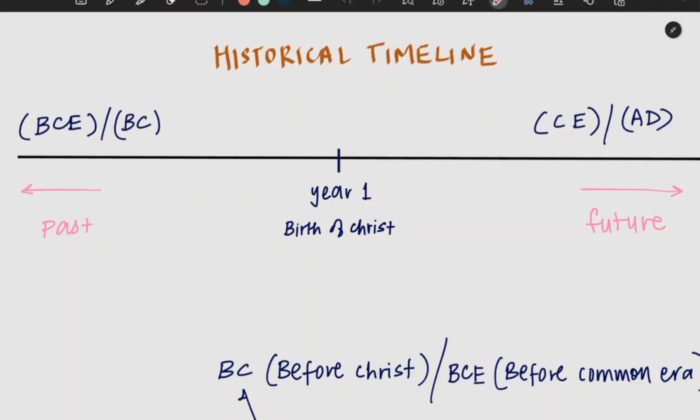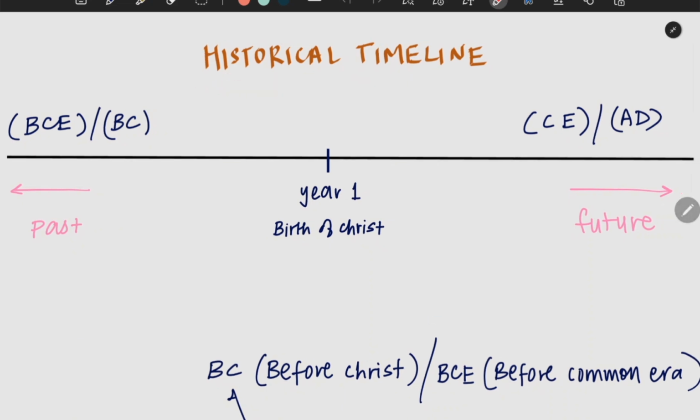Okay, now it's the important part in history, and that is to learn the historical timeline. This is the basic blueprint of the historical timeline. This is all you have to keep in mind. Now, this is the past and this is the future. And let's say year one is the birth of Christ. Now, why Christ? Because this timeline was made by Christians, right? Hence, BC means before Christ.